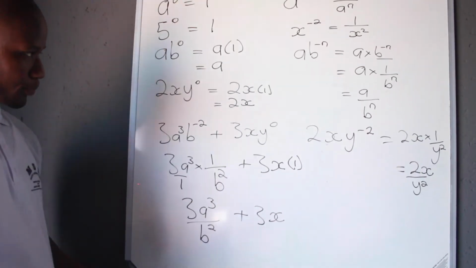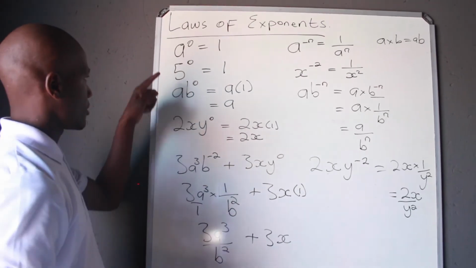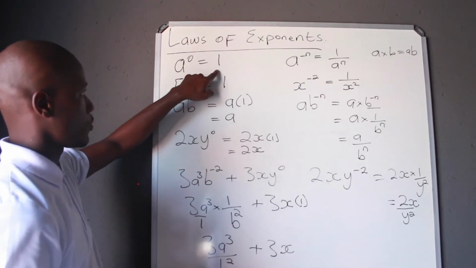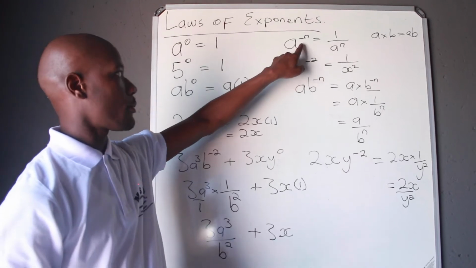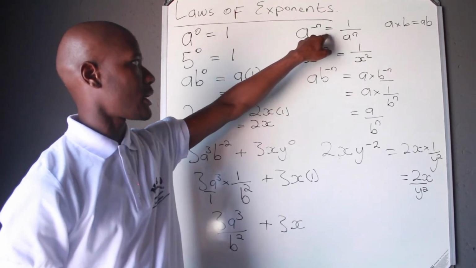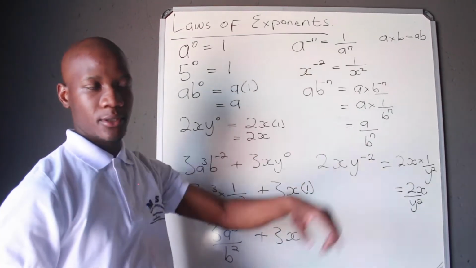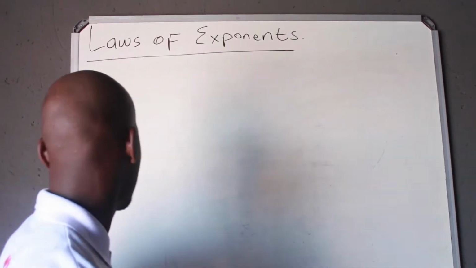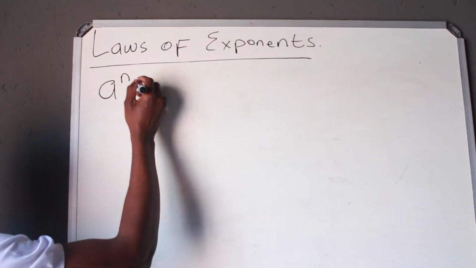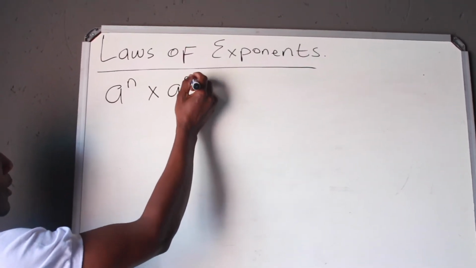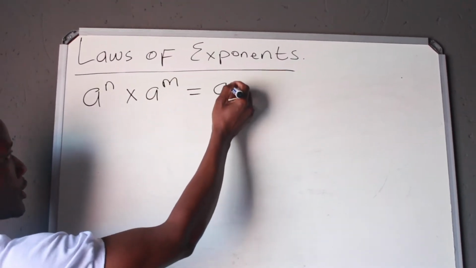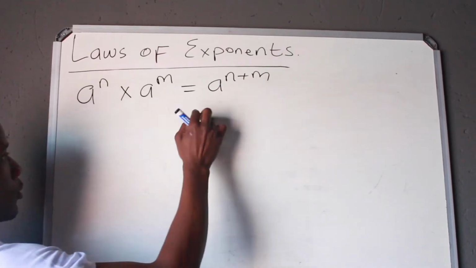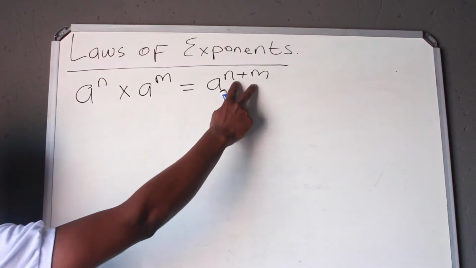So guys, the laws of exponents. Any number to the power of 0 is 1. Any number raised to the power of a negative exponent is written as a fraction. When we multiply the same base, we must add the exponents. So a to the power n multiplied by a to the power m is equal to a to the power n plus m. When we multiply the same base, we add exponents.